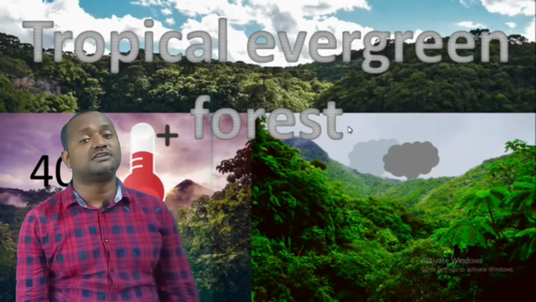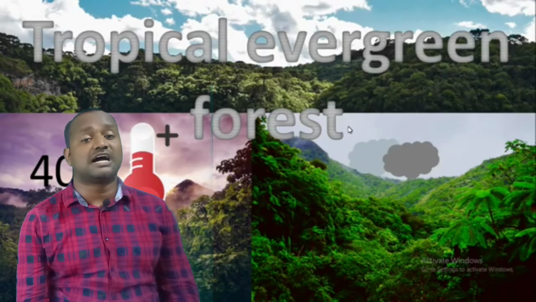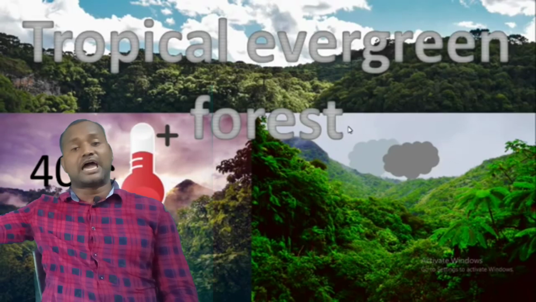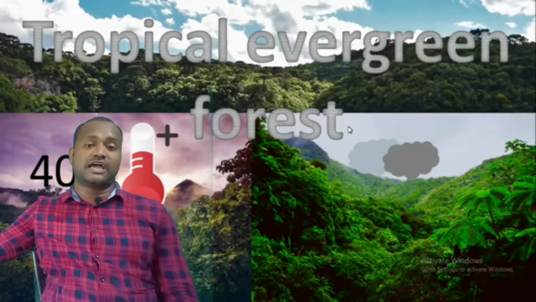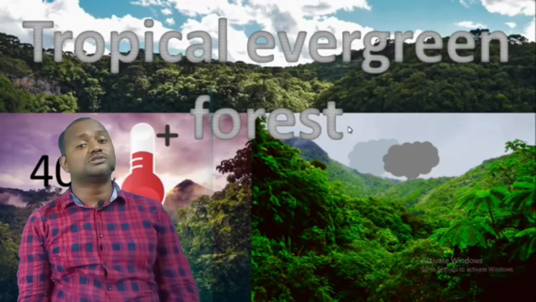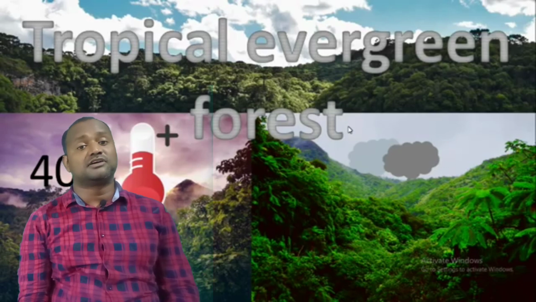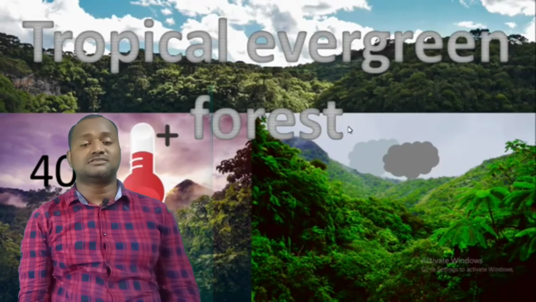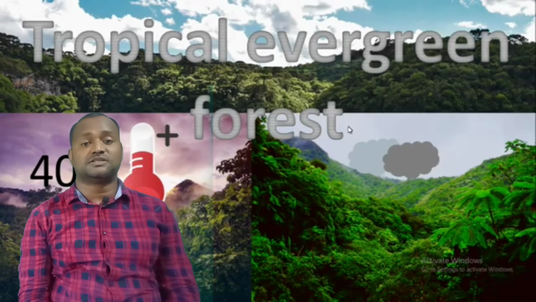Students, such type of trees form different types of layers. You can see over here, it has the emergent layer, the canopy layer, the under canopy, and the shrub layers. It has different layers. It is the most luxuriant forest. Here you can get climbers, creepers, large trees, saprophyte plants, and parasite plants. All these plants are found in the tropical evergreen region.